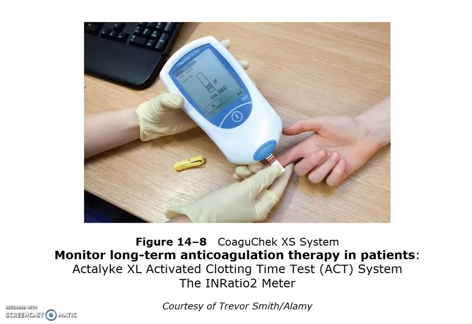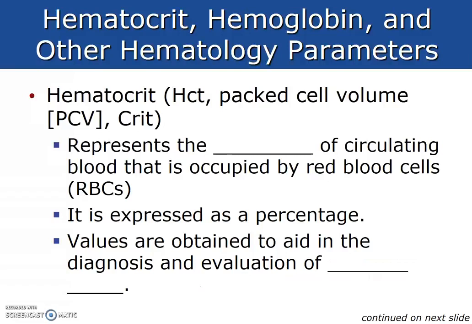This machine is utilized to monitor blood coagulation, prothrombin time with international normalized ratio. This also is very beneficial because it only requires 8 microliters of whole blood, providing results in 1 minute. And this is to monitor patients on anticoagulant therapy.